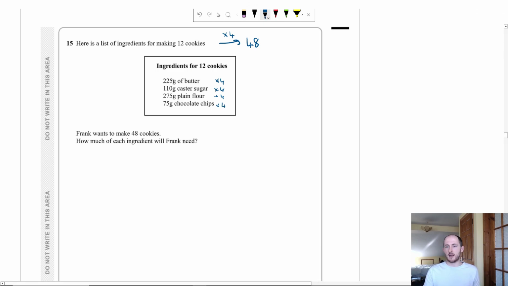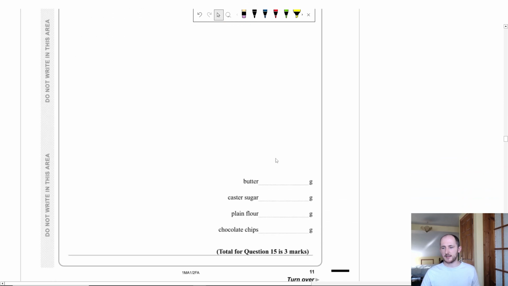So that'd be 900 grams. That would be double it again, so 220 and then 440. That would be, so double that gives me 550, double it again, that gives me 1100. Times by 4, that'd be 300 grams. That's it. Not too bad. And then all you do is slot them in here and you're done.